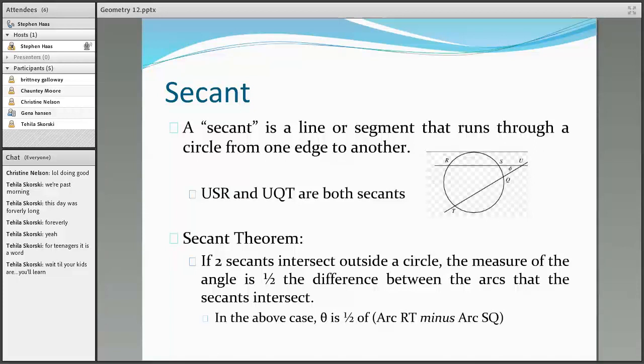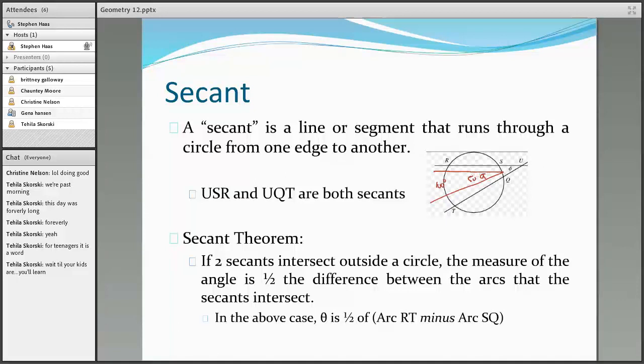Our first rule of the day is that if two secants intersect outside a circle, the measure of the angle is 1/2 of the difference between the arcs that the secants intersect. As you'll recall from last time, if we had an angle that intersects on the edge of the circle, this angle, we'll call it angle A, is 1/2 of whatever this arc is. If this arc is 100 degrees, then angle A is 50 degrees.